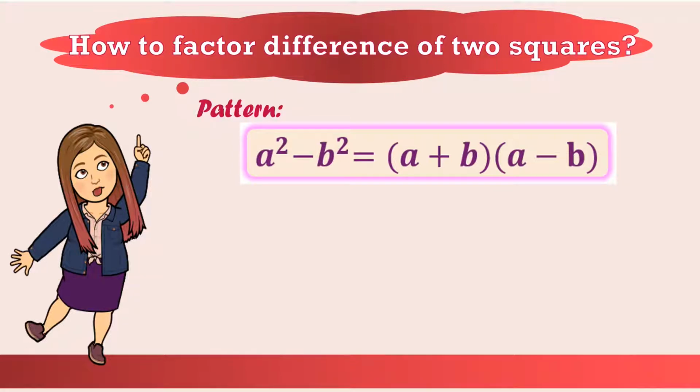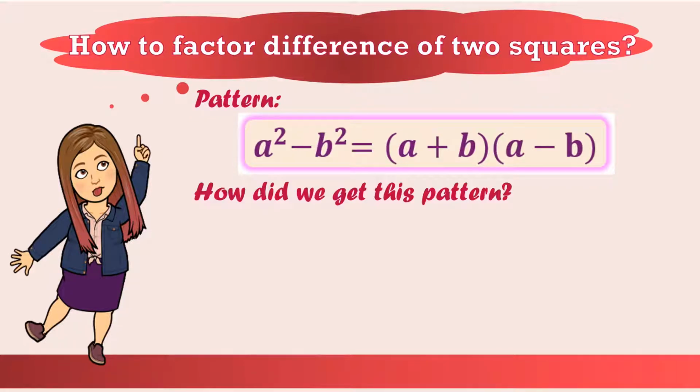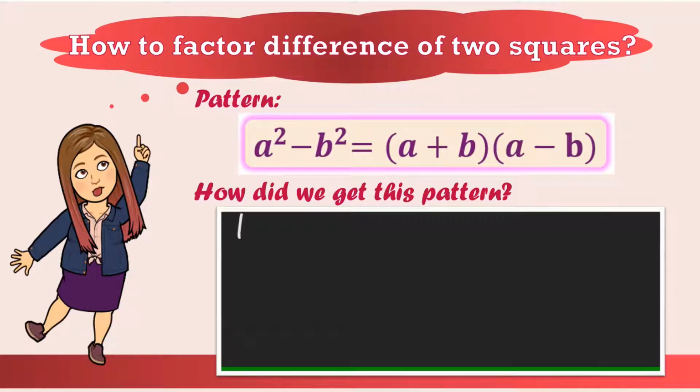Now, look at the factored form. It's the quantity a plus b multiplied by the quantity a minus b. How did we get this pattern? Remember that factoring is the reverse of multiplication. Can you still remember the FOIL method? F for first, O for outside, I for inside, and L for last. We use this when we multiply two binomials.